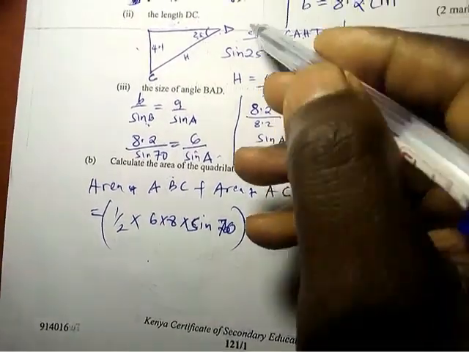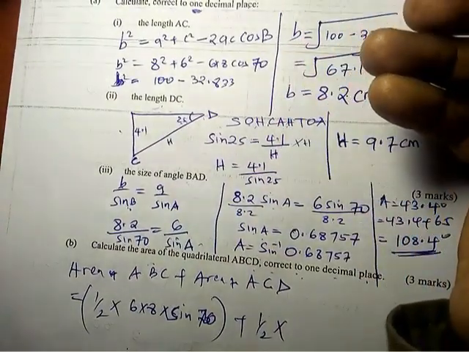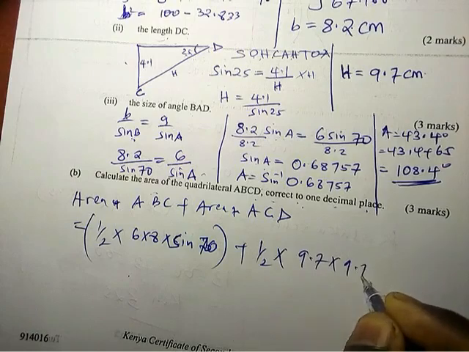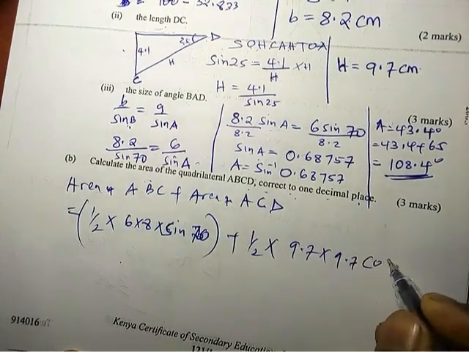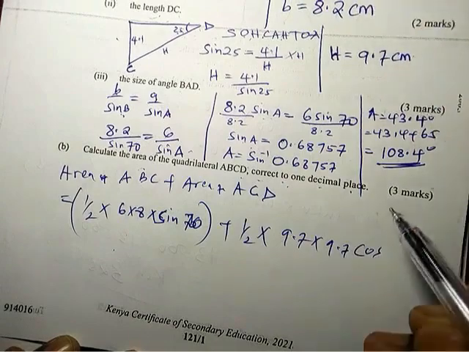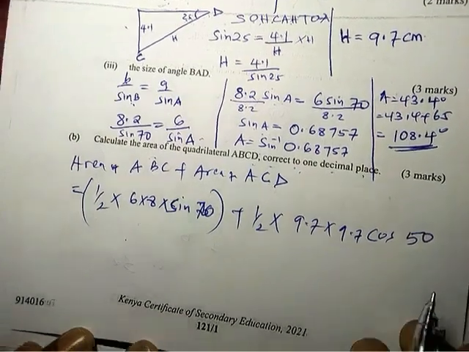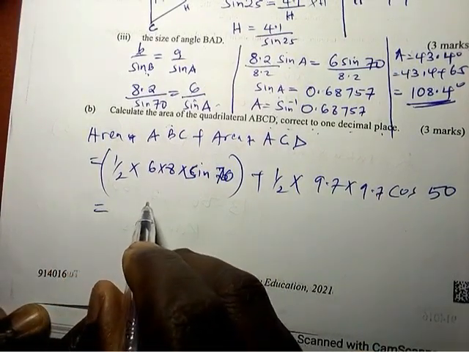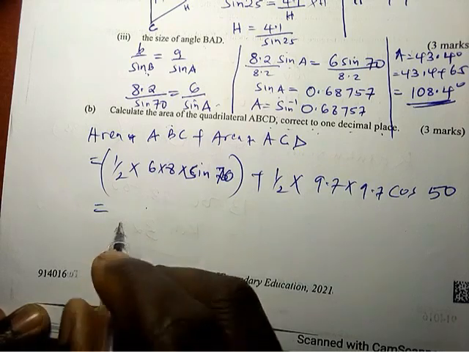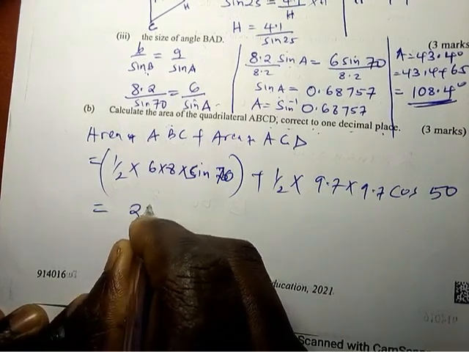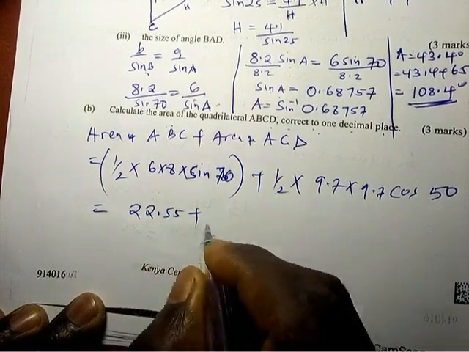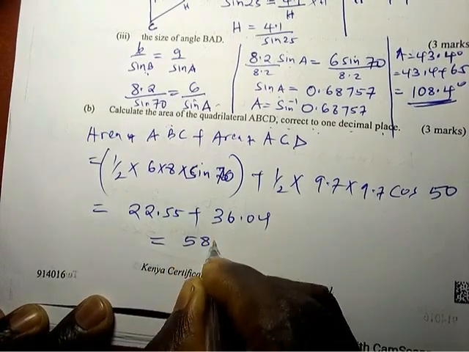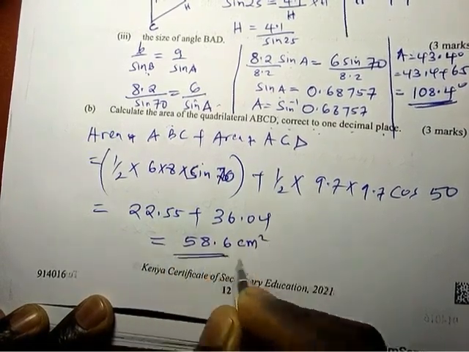1/2 times, from here up to here we got 9.7, and from here up to here it is the same, 9.7 times 9.7 times cos 50. This one will give us 22.55 for the first one, plus 36.04, and the total area is 58.6 centimeters square to 1 decimal place.